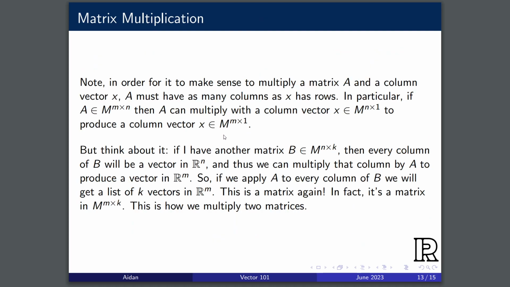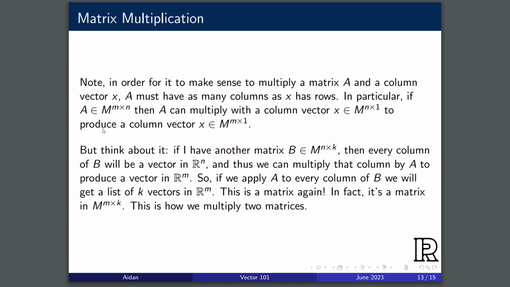So what are the conditions necessary to multiply a matrix and a vector? Well, if A has m rows and n columns, then the vector X, written as a column vector, has to have n rows. So the number of columns that A has has to equal the number of rows that X has.